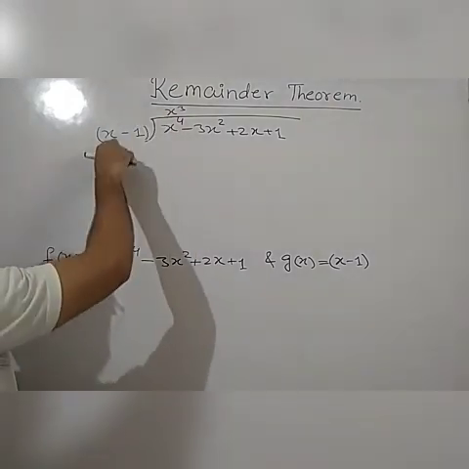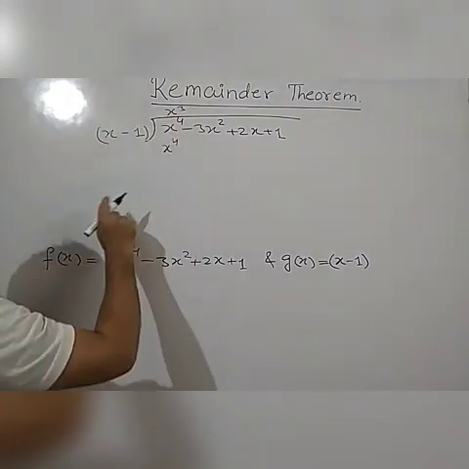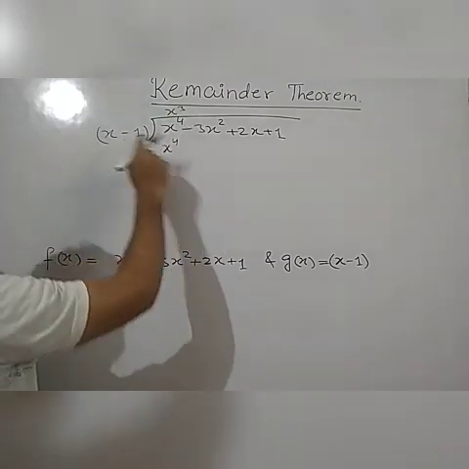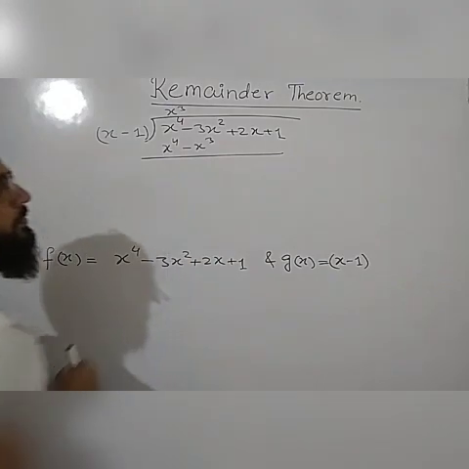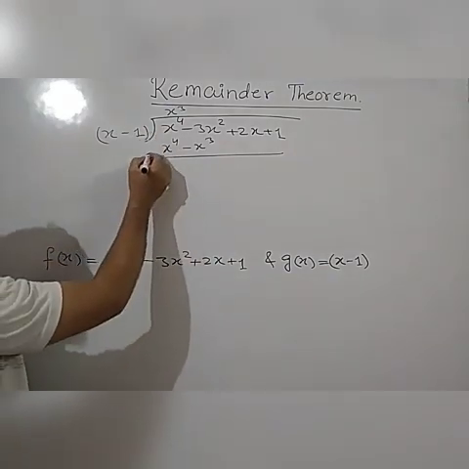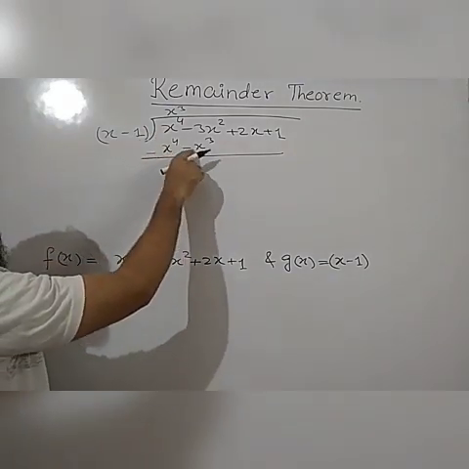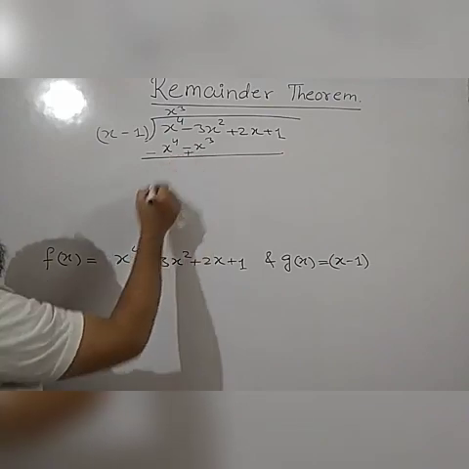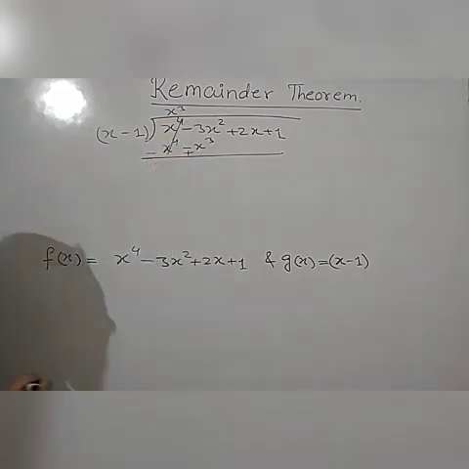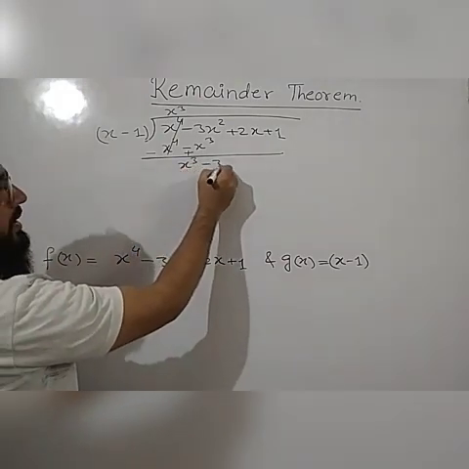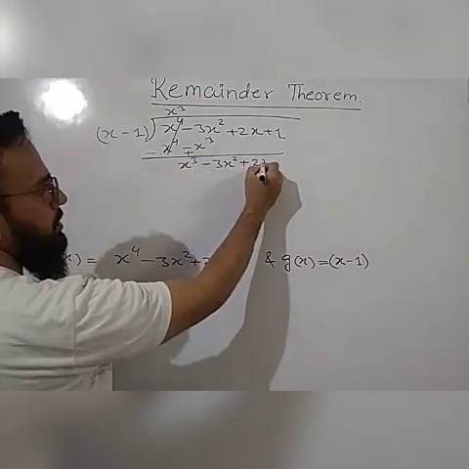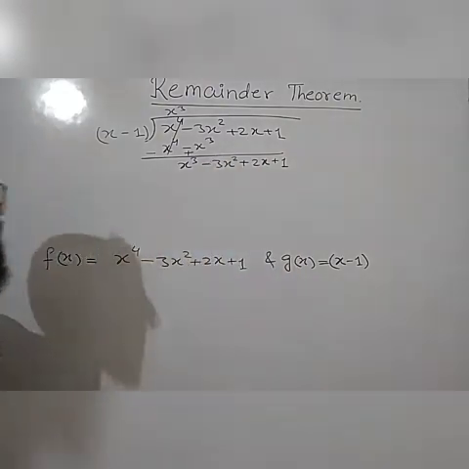Okay, this x cube into x will be equal to x to the power 4. X cube into minus 1 will be equal to minus x cube. Now we will subtract these two terms. So there will be a minus sign, and when we subtract this term, it will be converted to plus. Now this x to the power 4 will cancel out. So we will get x cube minus 3x square plus 2x plus 1.